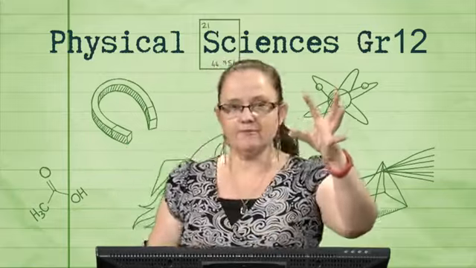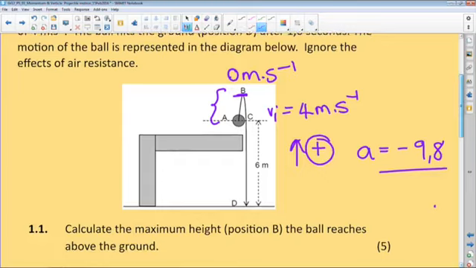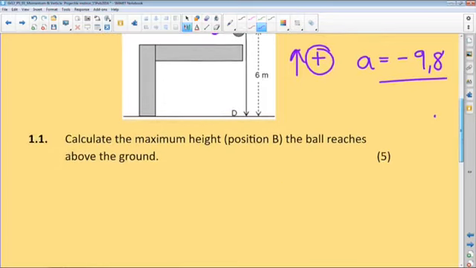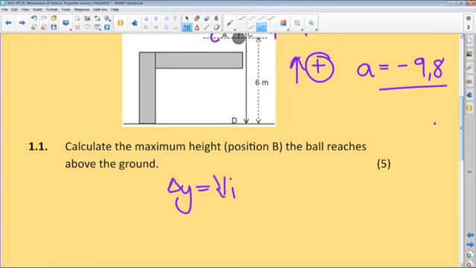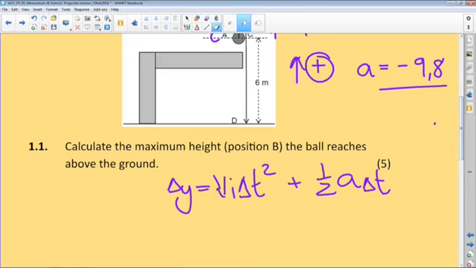When I go back to my information sheet, I can't use any of the equations with t in it. So which equation am I going to use? It's not this equation, because I was about to do this one: delta y equals Vi delta t plus half a delta t squared. I don't have time. I could work it out, but for 5 marks, definitely not what they want. So it's not that equation.